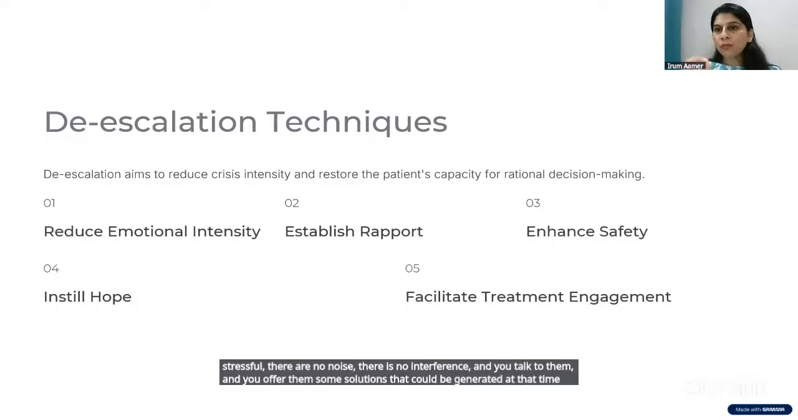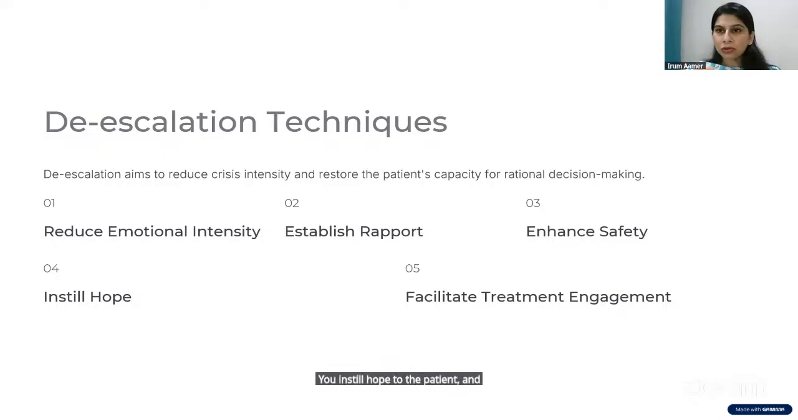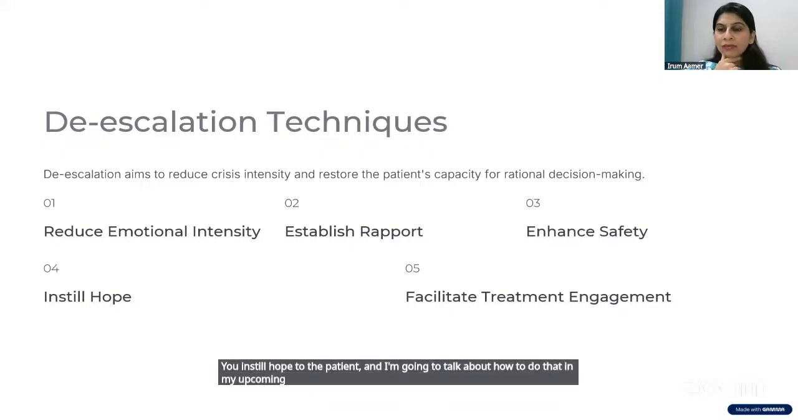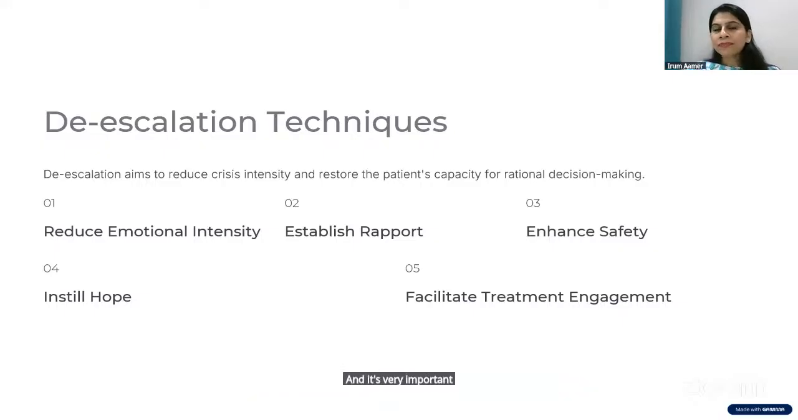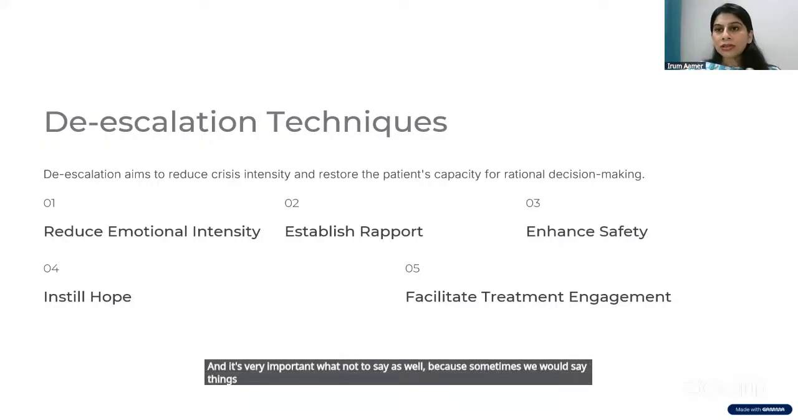You instill hope in the patient, and I'm going to talk about how to do that in my upcoming slides, and we will have some examples that I have created so that the students are able to understand, because it is very important what to say, and it's very important what not to say as well, because sometimes we would say things like, in our culture in Pakistan, it's very common to say, don't worry, it's going to be okay. Oh, we believe in Allah.